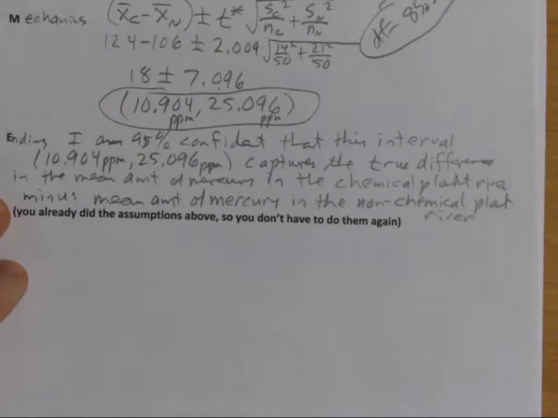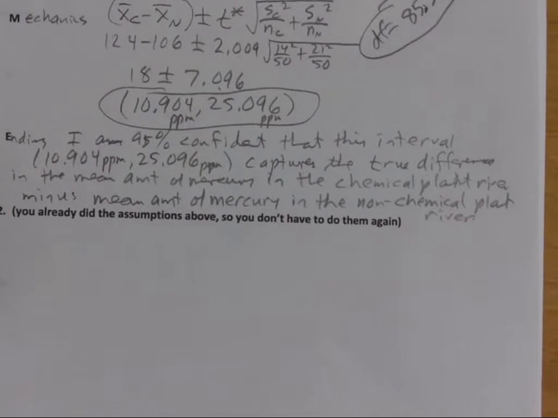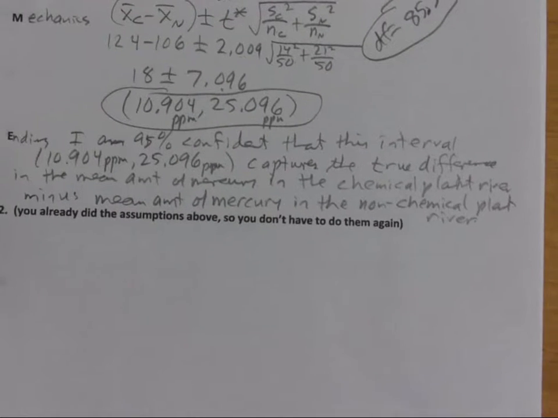Remember, in Chapter 8, we would say, I'm 95% confident the parameter's in there, but you say what the parameter is. Now we're saying we're 95% confident that the difference in the parameters is in there because we got two of them. And so there we go.